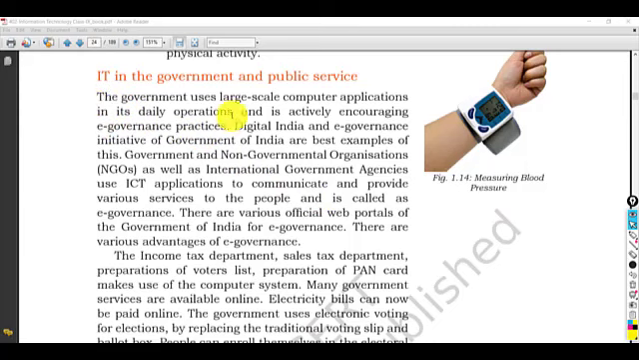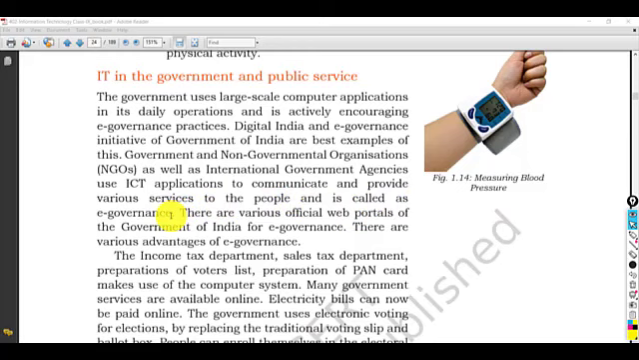The government uses a large scale of computer applications in its daily operation and is actively encouraging e-governance practices. Digital India and the e-governance initiatives of the Government of India are the best examples of this. Government and non-governmental organizations, like NGOs, as well as international government agencies use ICT applications to communicate and provide various services to the people, and this is called e-governance.